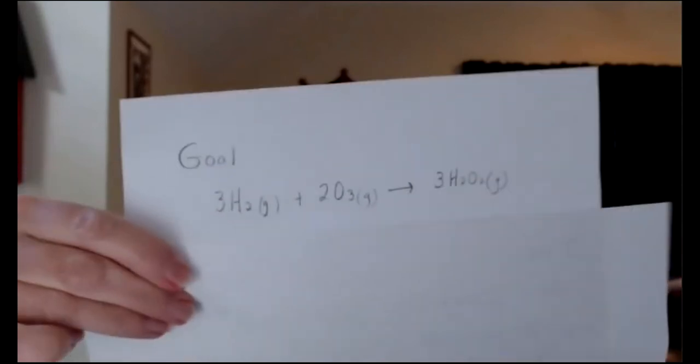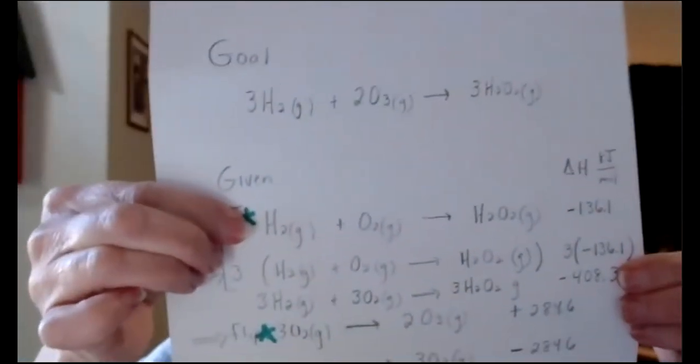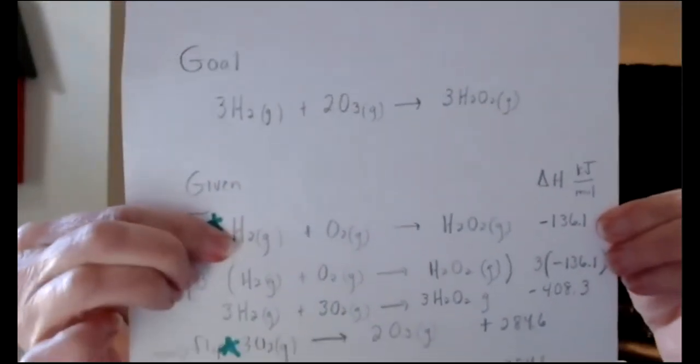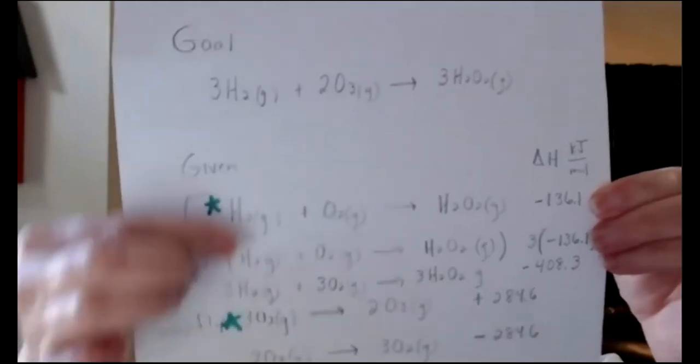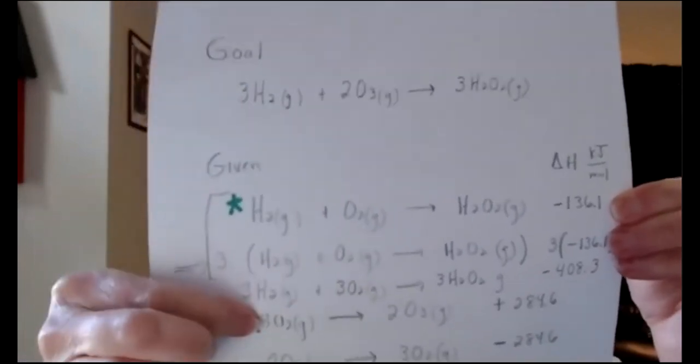Okay, what they give me, the 2 starred in green. This was given. Okay, they give me this one. Let's just look at the top. They give me 2. It's a 2-step Hess's Law problem.